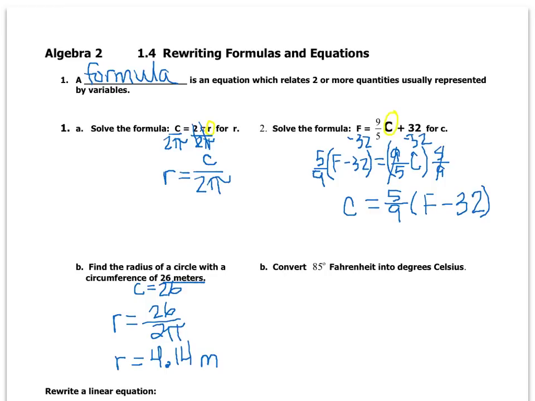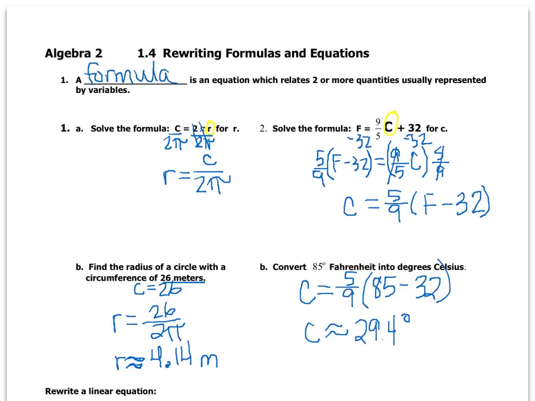B, it says convert 85 degrees Fahrenheit into degrees Celsius. So we've got our formula, C equals, so degrees Celsius equals 5/9 times Fahrenheit, that's 85, minus 32. So if I simplify that, you'll get C is about equal to, and I'm going to put these squiggly lines, and I should have done that over here, that shows that I rounded a little bit, so it's about equal to 29.4 degrees, and we converted it to Celsius. So degrees Celsius, we want to make sure we include our units.